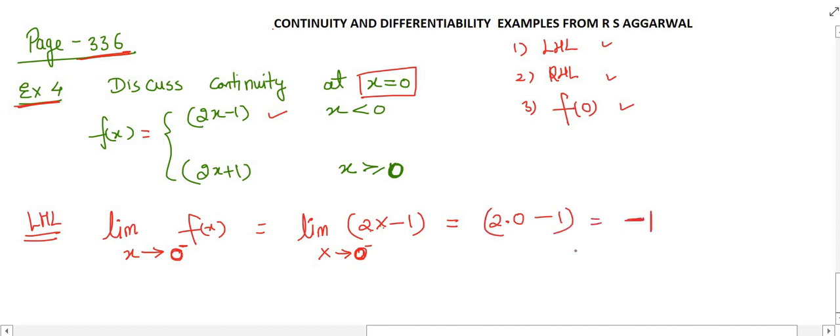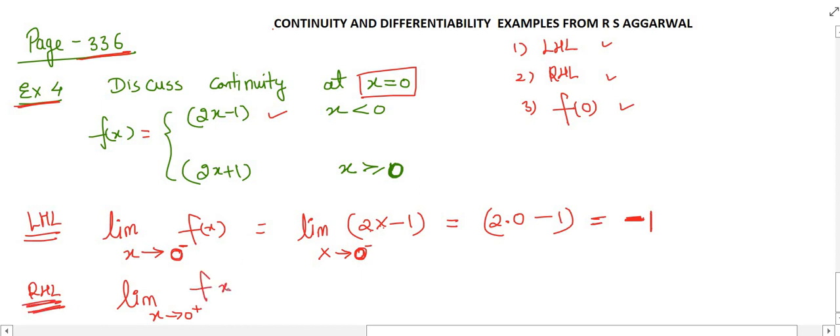To calculate limits, we also use H method only in special cases where there is a numerator and denominator, or there is a modulus function, or there is a greatest integer function. So in special cases only we use H method, but here direct method is enough. As we move on, we will discuss those methods. Then limit x tending to 0 plus. This is for RHL, right hand limit.